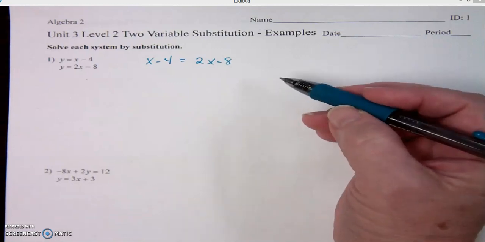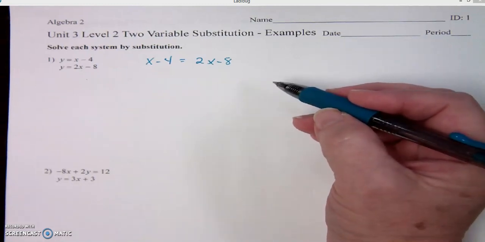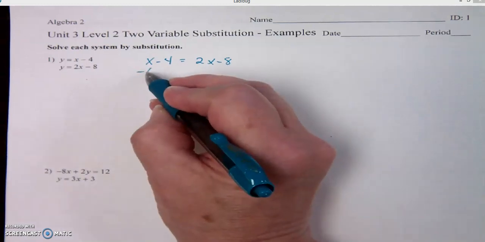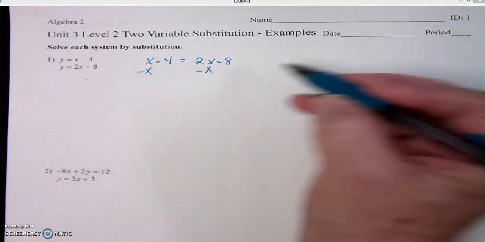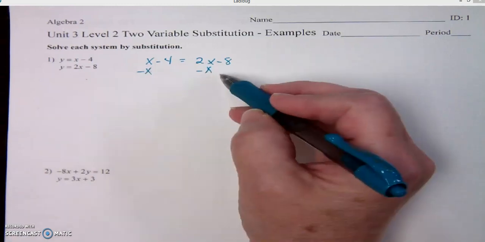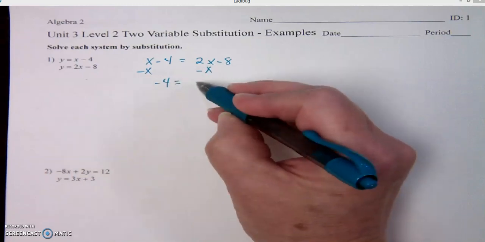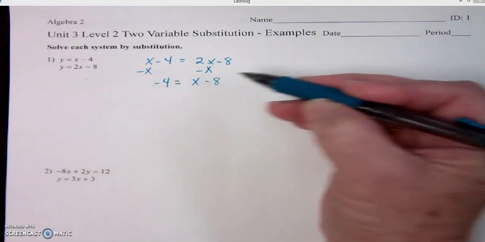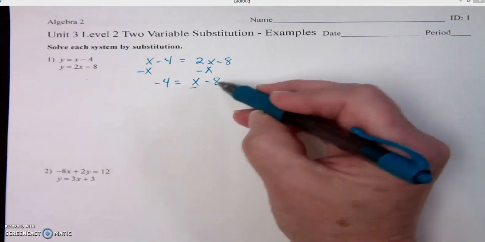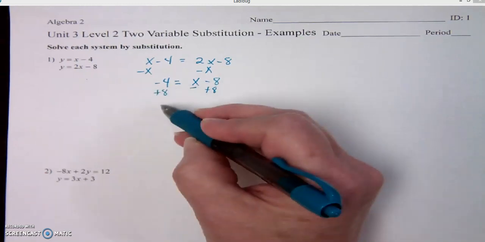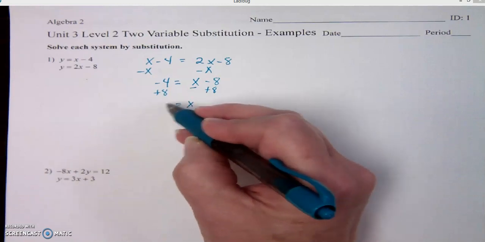To solve for x, we need to get our x's on the same side and our numbers on the other side. So I could subtract x from both sides. So I get my x's over on the right side, and I'm left with negative 4 equals x minus 8. I still need to isolate this x, so I'm going to add 8 to both sides, and I'm going to get x equals 4.